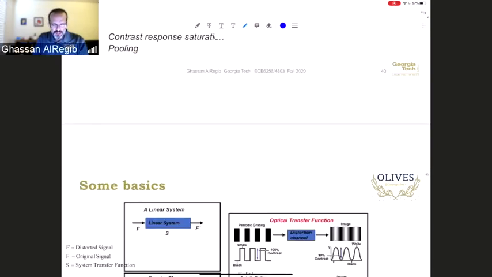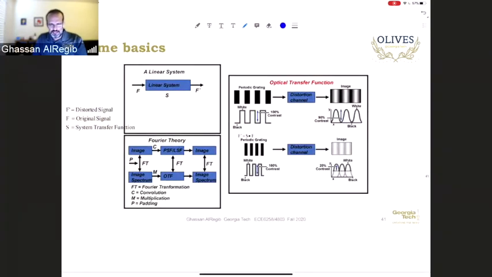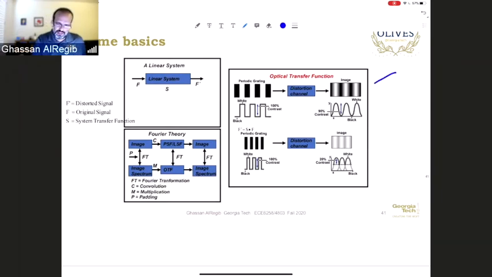So let's just look at some basics and look at the OTF. This is the optical transfer function. If you have any optical system, and you input this periodic grating on the left-hand side, you have between black and white just a perfect signal, 100% contrast. Then you have some distortion in this optical system, and the output on the other side will have an imperfect transition between black and white. Now your contrast is reduced by 10%, so you have 90% now.